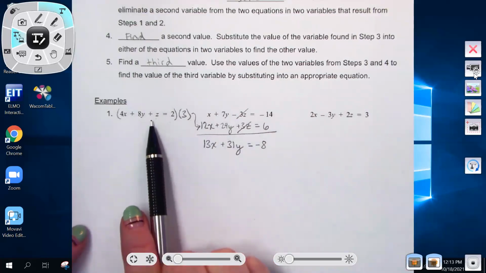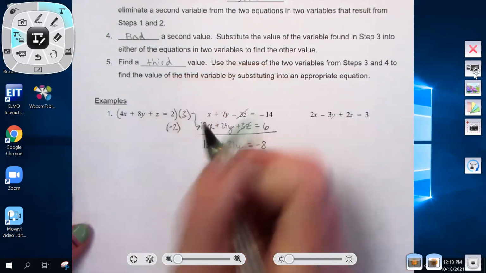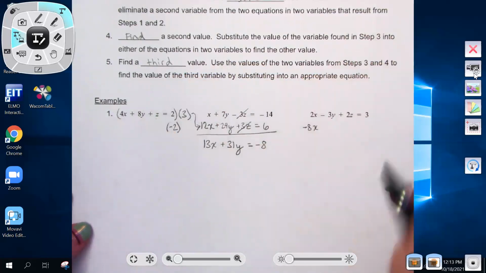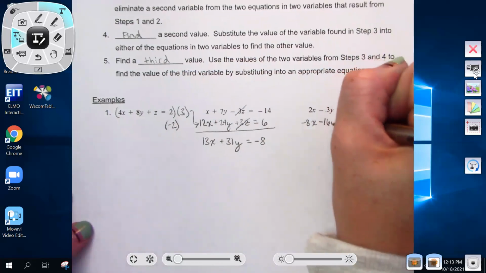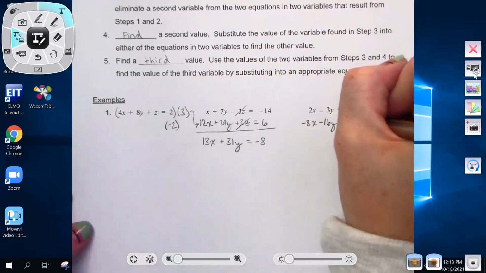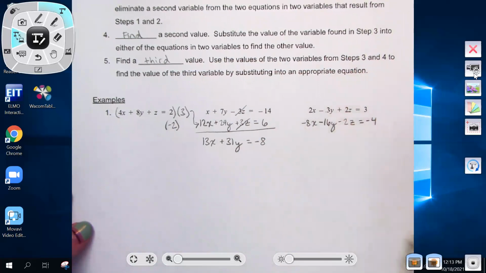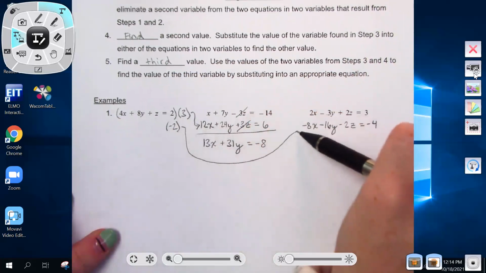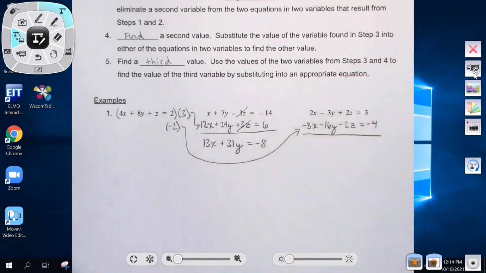Okay, negative 2. So if I'm multiplying by negative 2, we've got negative 8x, which again, I'm going to go ahead and write below the third one. Then we've got negative 16y, negative 2z, equals negative 4. So I multiplied it by negative 2 to get this equation.